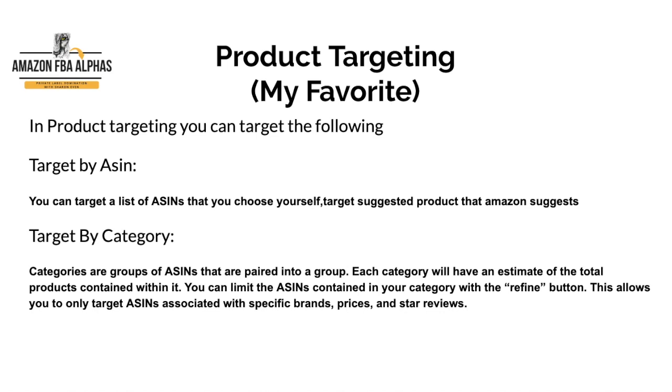So if you're targeting by category, what that means is that you can click on the refine button and then choose to target only specific brands or prices or star ratings, and then you're still targeting it by category, but you're just making it more restricted. And targeting by ASIN, you're literally just targeting different listings that are similar to yours or the ASINs that you've chosen to target. And this is one of my favorite campaigns. I do a lot of ASIN targeting.